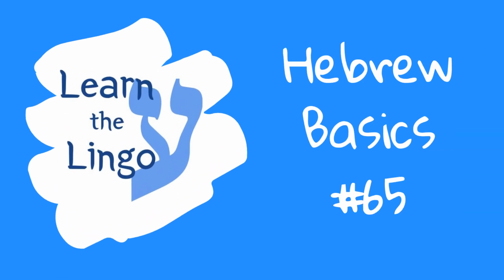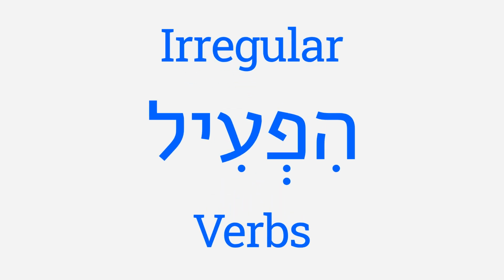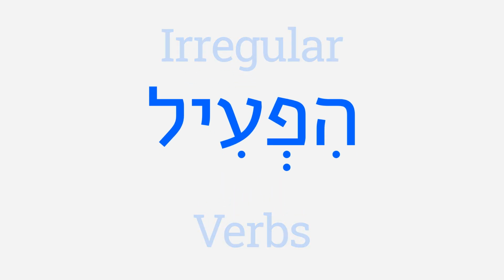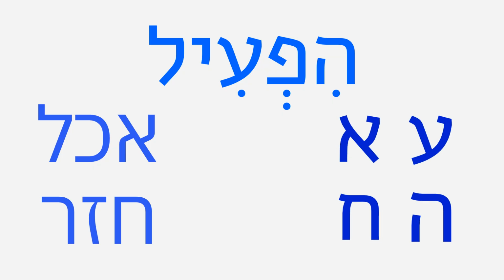Welcome to Lesson 65 of Hebrew Basics, a series where we learn the essentials of Hebrew grammar. Today, we are going to start learning what kinds of roots will make their Hiphil verbs be irregular. In this first video, we'll be looking at roots whose first letter is a guttural. The four guttural letters in Hebrew are aleph, ayin, chet, and hey.